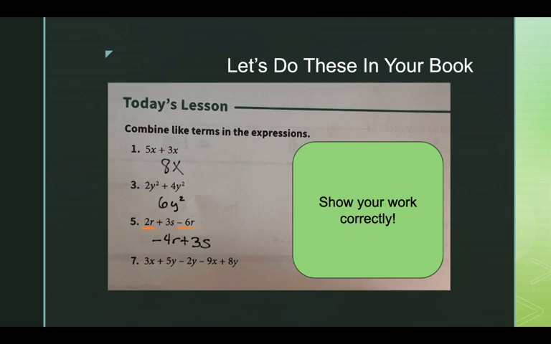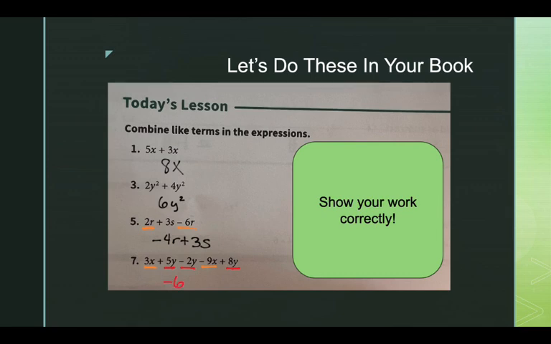All right, number 7. I'm going to get a different color. Is there a like term with the 3x? Negative 9. Be careful. It's negative 9x. Very good. And then I'm going to change colors. Does anything go with the 5y? Negative 2y and positive 8y. We've never done examples that had 3 of them, but you can have an unlimited amount. All right, so the orange ones, 3x and negative 6x.